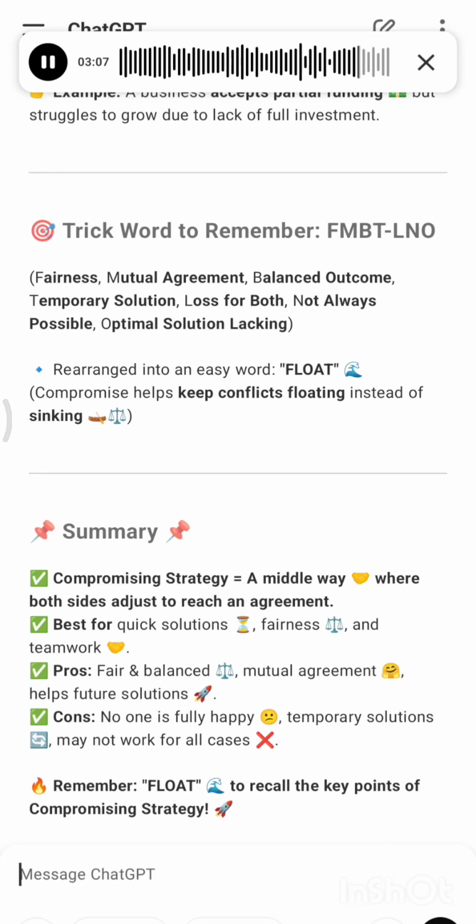Summary: the compromising strategy, a middle way, where both sides adjust to reach an agreement. Best for quick solutions, fairness, and teamwork. Pros: fair and balanced, mutual agreement, helps future solutions. Cons: no one is fully happy, temporary solutions, may not work for all cases. Remember, float to recall the key points of the compromising strategy.